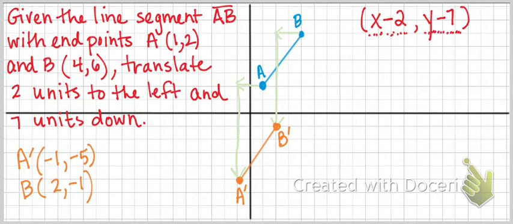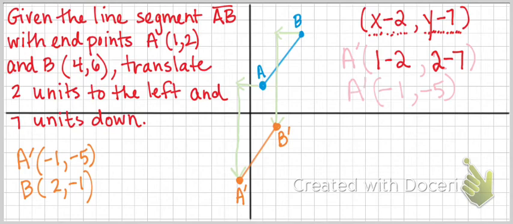So let's do this for each of our points. For A, our original coordinates are 1 and 2. What we're doing to the x-coordinate is subtracting 2 from it, and what we're doing to the y-coordinate is subtracting 7 from it. So what is 1 minus 2? Negative 1. What is 2 minus 7? Negative 5. So our new A coordinate, our A prime, is (-1, -5), which is exactly what we see here.